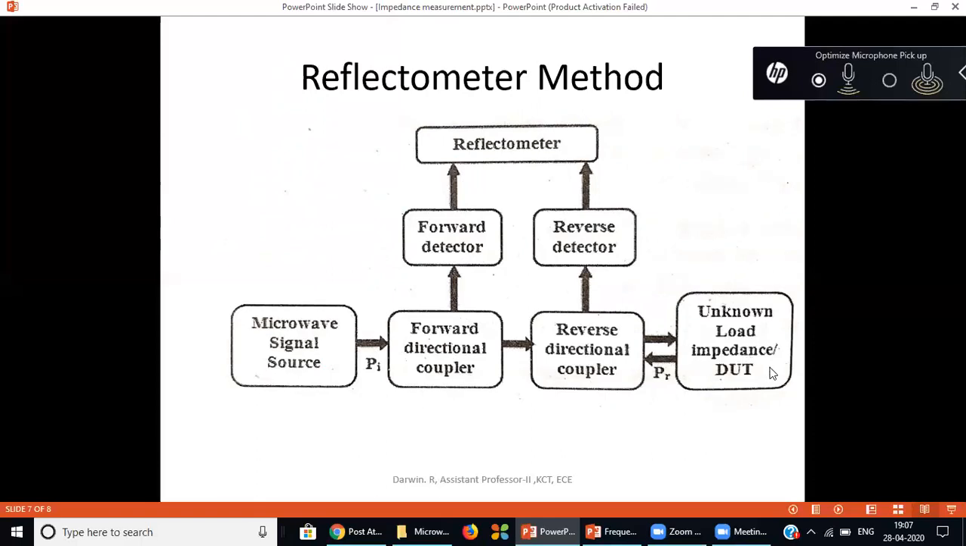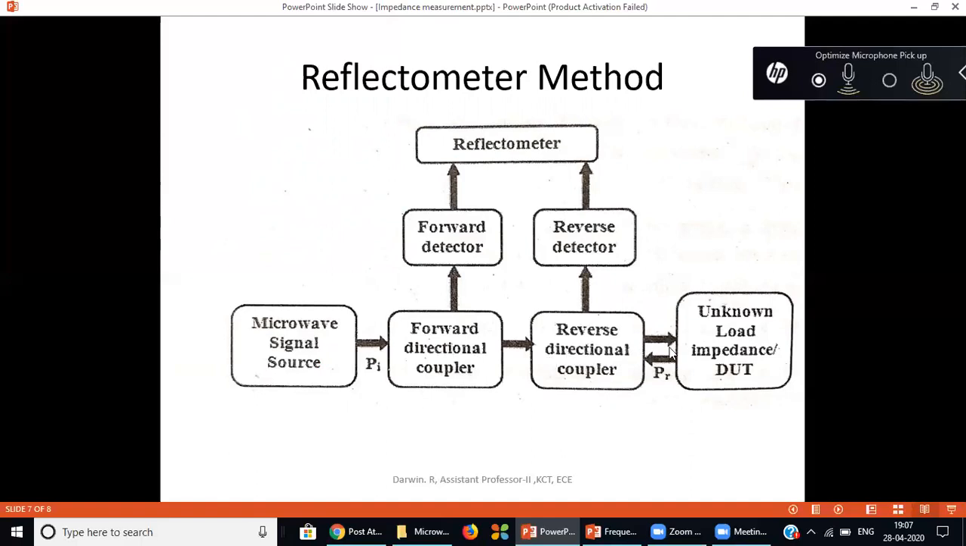So the unknown device will not be a perfectly matched load generally. If it is a perfectly matched network, there will be no reflection. You all know that. And if it is an unknown device, there will be no matching, and definitely there will be reflection. That reflected wave will come back to the reverse directional coupler, and the reverse directional coupler will not allow the signal to come back. It will not allow the reflected signal to go back to the source.